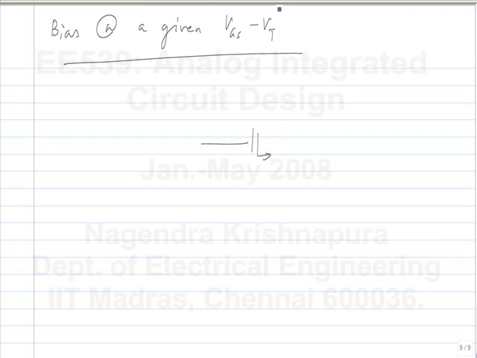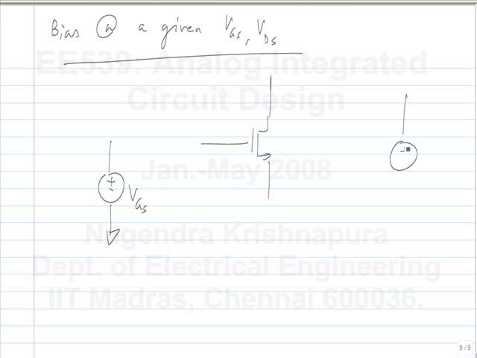I want to bias a transistor. Let me say at a given VGS. I mean, that obviously means a given VGS minus VT. Okay. I have a transistor. Let me not even connect anything. And I have my VGS. And I also want to bias it at a certain VDS. Okay. So how do I connect up the thing so that in either simulation or in measurement I can measure the FT? Is the question clear?